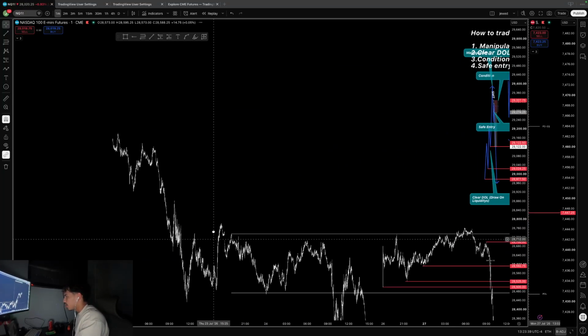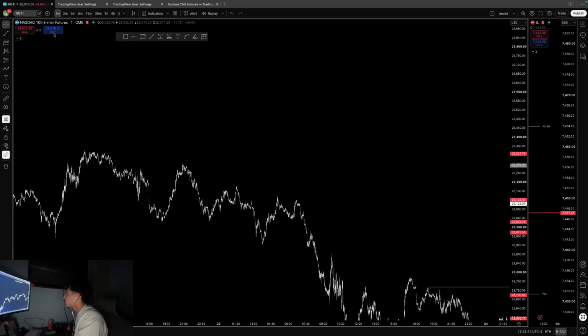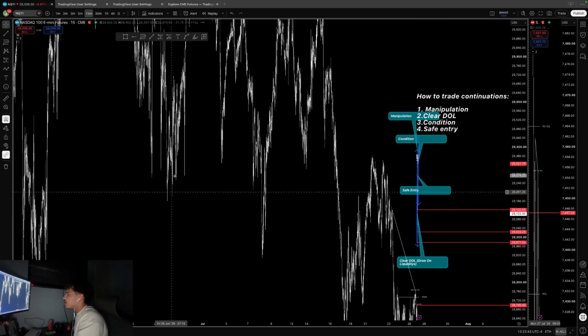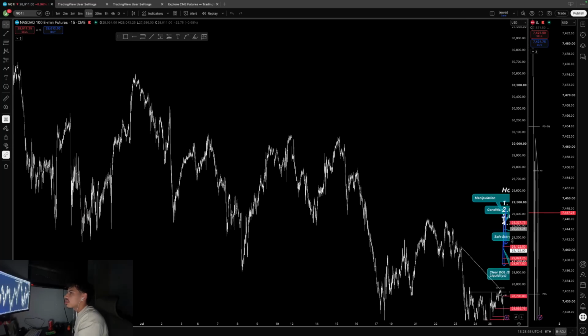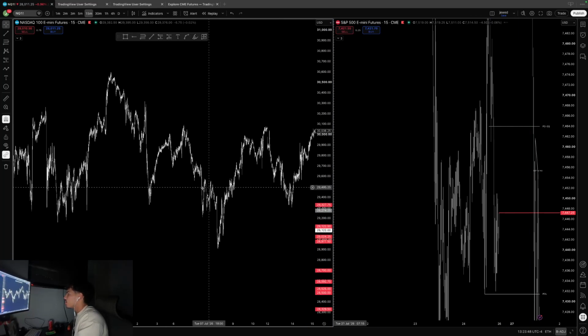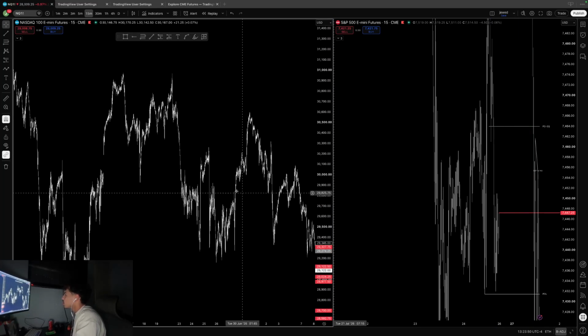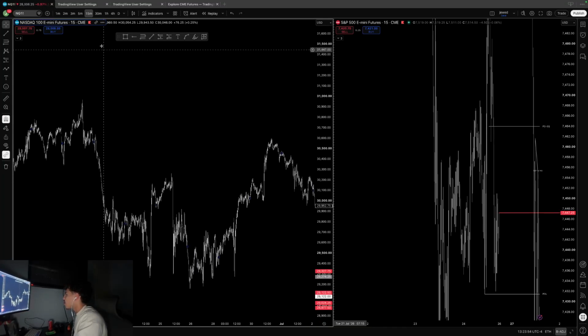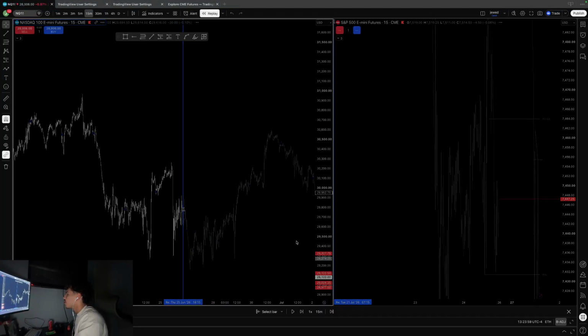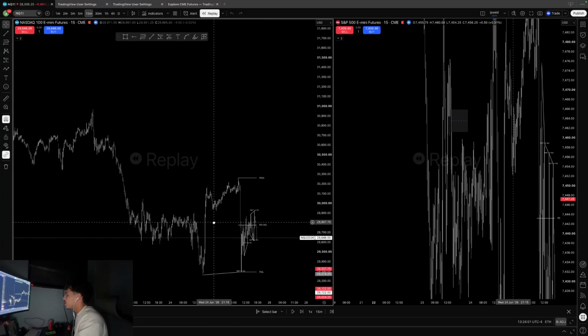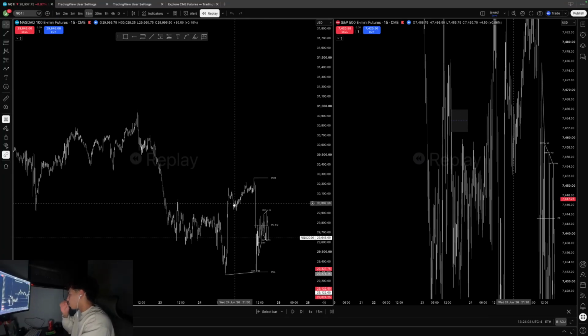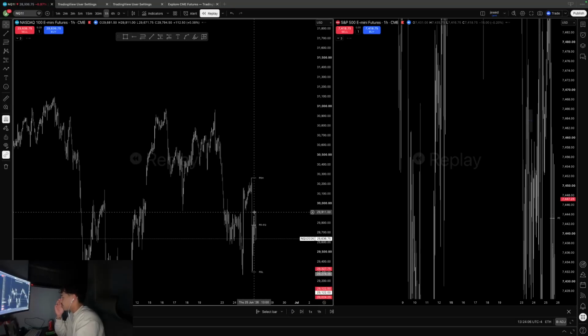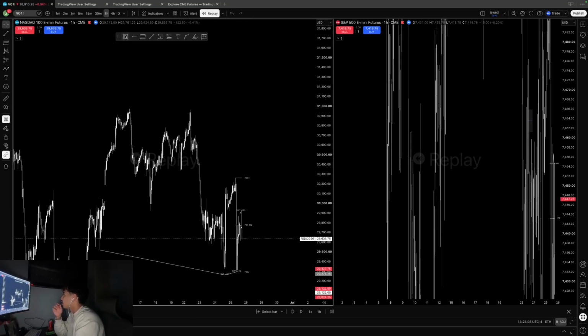So let's look for some examples. We'll go 15 minute, and then let's get ES2. Right here, this is a higher time frame continuation model, but as you can see right here, let's chop this in half down over here. So as you can see, right here, what happens? This is on the 15 minutes, so don't look at it like that. But as you can see, we manipulate into this hourly gap.